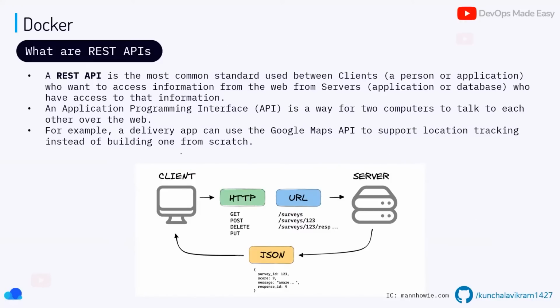Okay. So here, for example, let's say a delivery app. It can be anything. It wants to use location-based services so that it can deliver the courier to the proper person using the locations. So instead of creating their own mapping application, what they can do is directly use Google Maps APIs and integrate it with their app so that the app can use Google Maps APIs to support location-based tracking. So it is something like that.